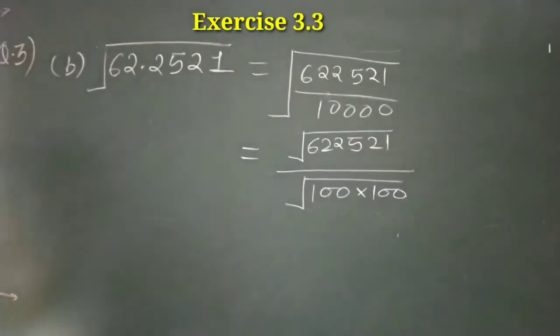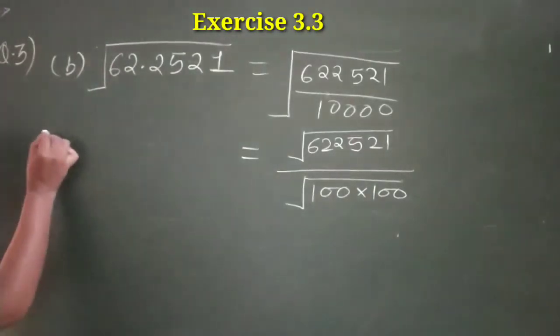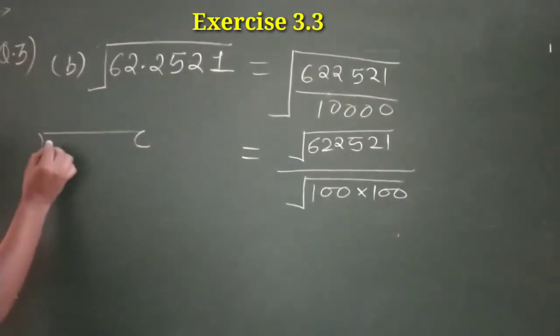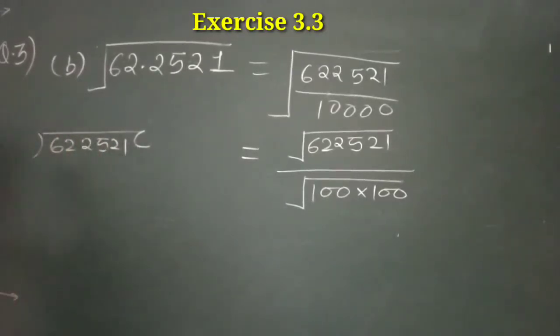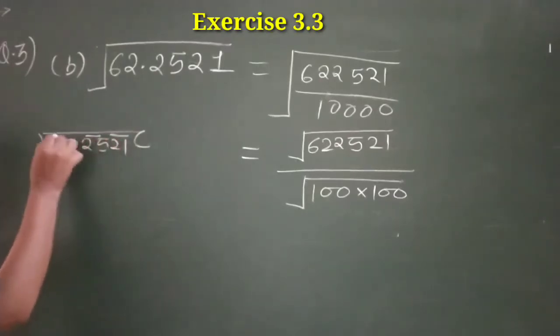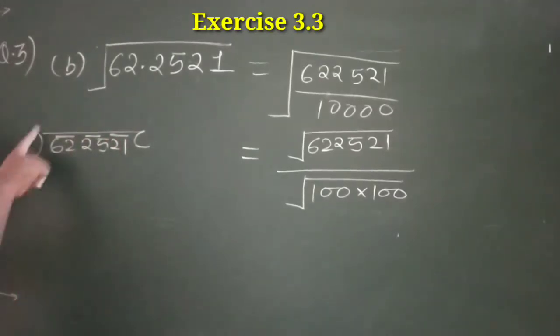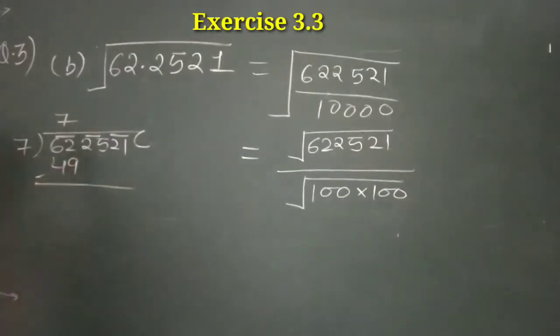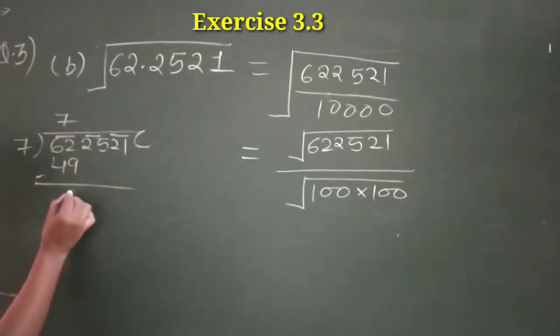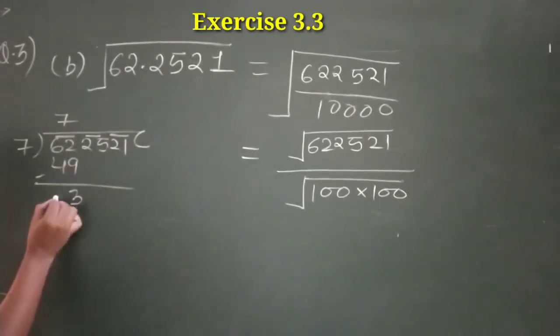So 622521, just find its square root with the help of the division method. 622521, okay? Put the bar. Okay. 7 7s are 49. 8 8s are 64, 64 is more. So we will take 7 7s are 49. 62 minus 49, how much? 13. 5 minus 4, 1.